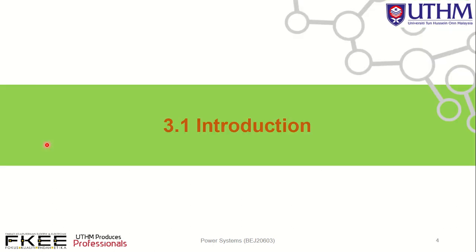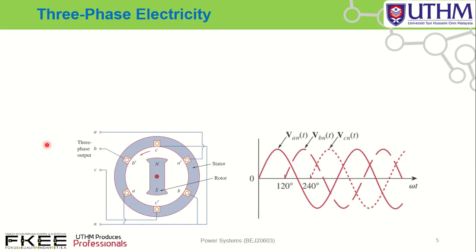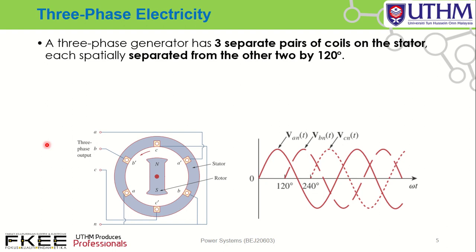Okay, for the introduction, basically what is the three-phase system? How is three-phase voltage generated? How to generate the three-phase voltage? Basically, in the generator we have a stator. Of course, in the stator we have a winding. For a three-phase system, we have three different windings.